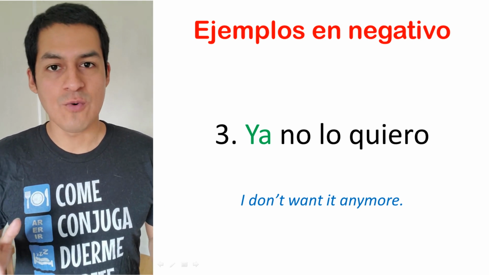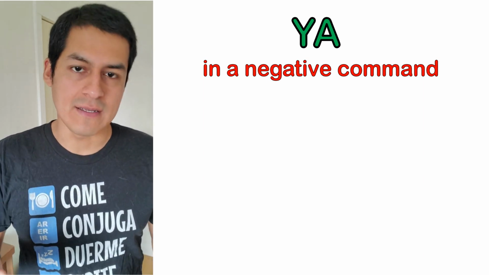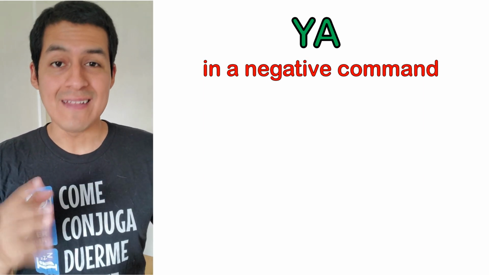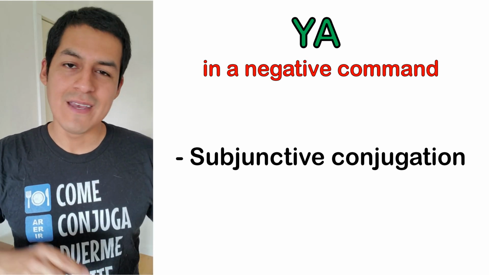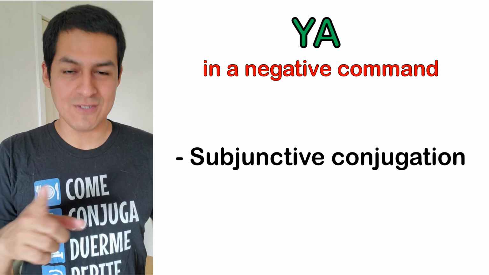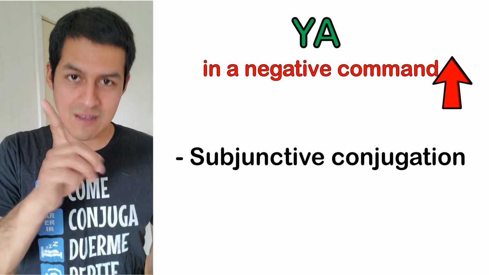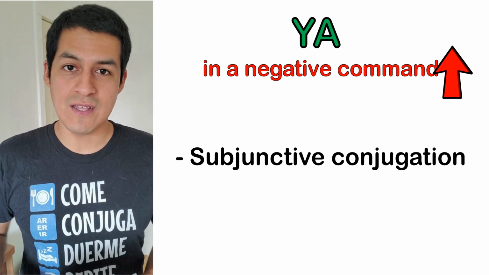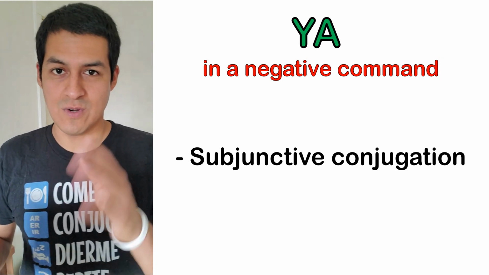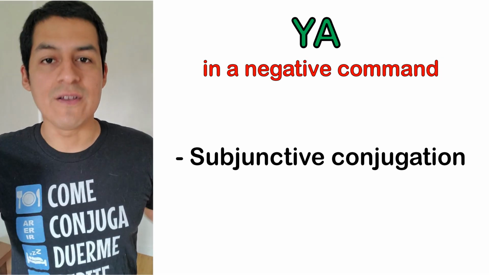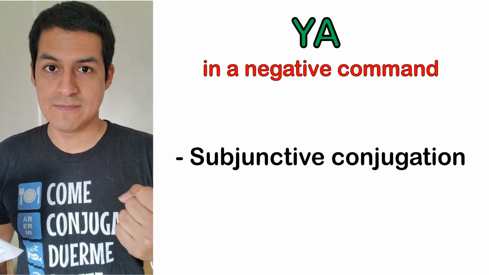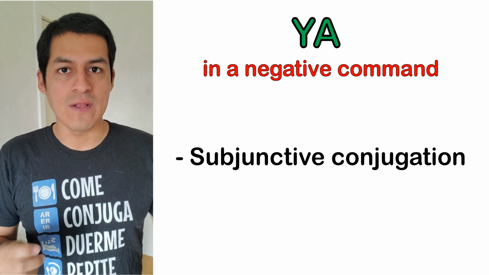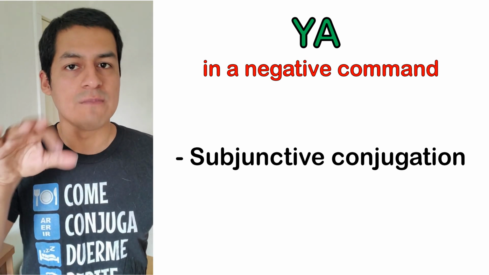Now we will put the word ya in a negative sentence, but a negative command sentence. Remember that the negative commands will require the subjunctive conjugations. If you need to review subjunctive conjugations, you can click on the video that I will link on the top corner of this video. There I give a full explanation of how to conjugate regular and irregular verbs in subjunctive.